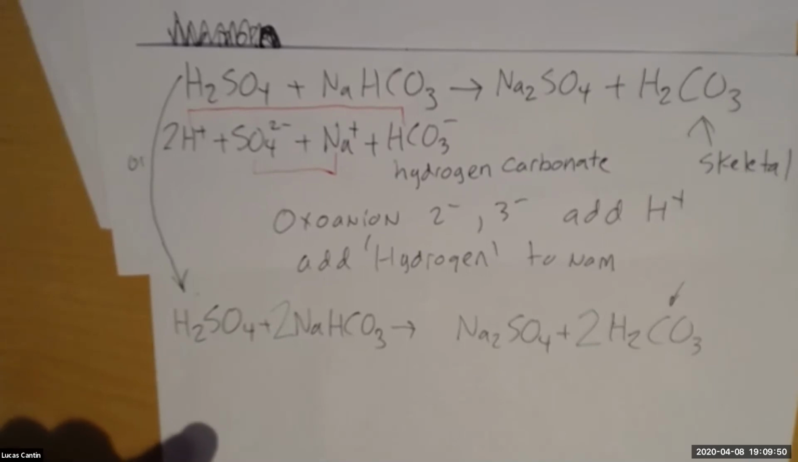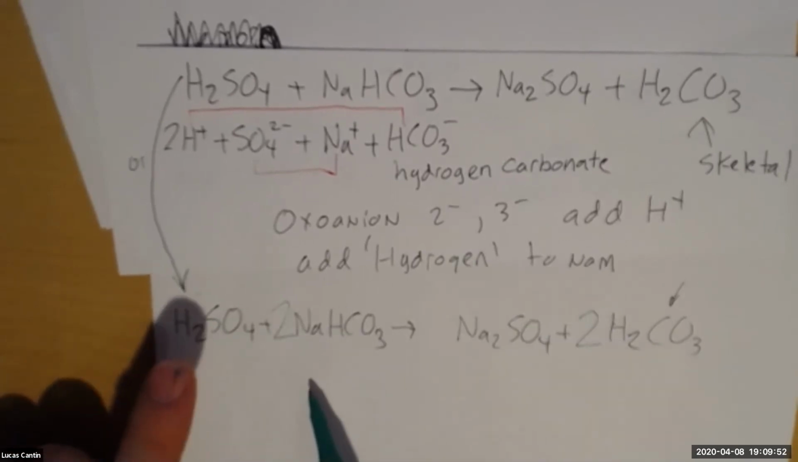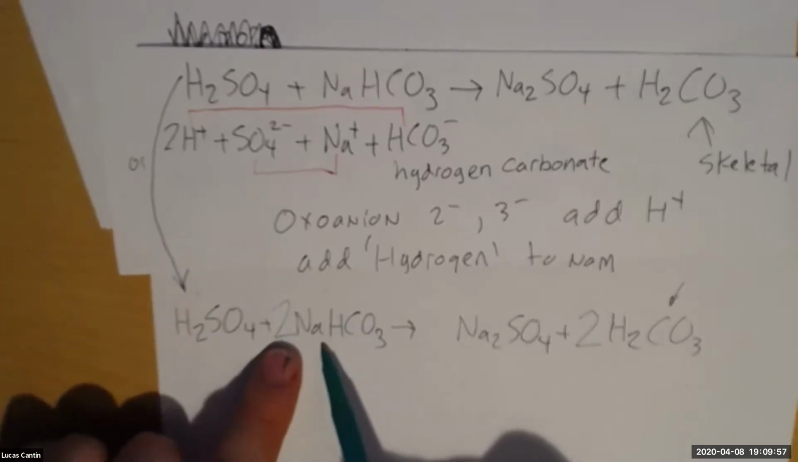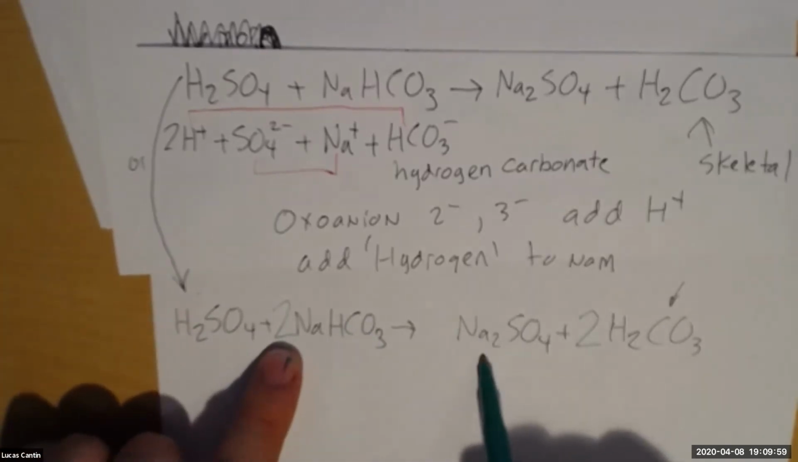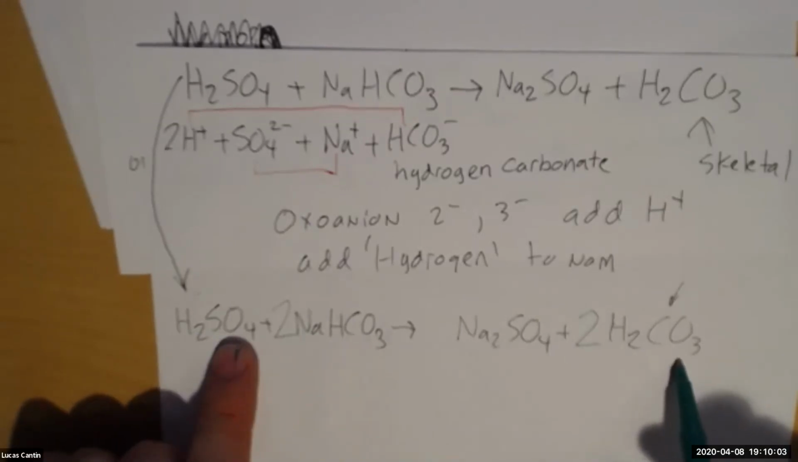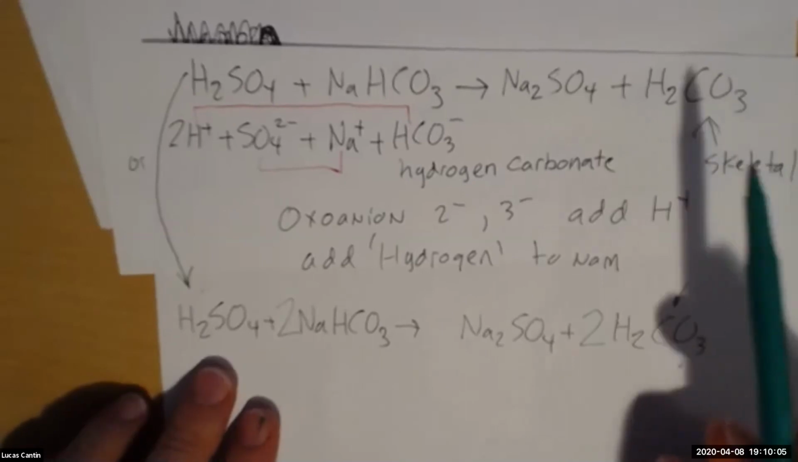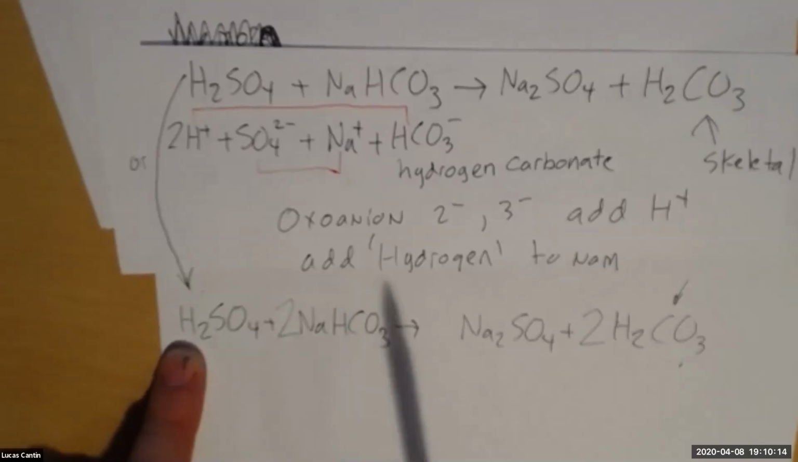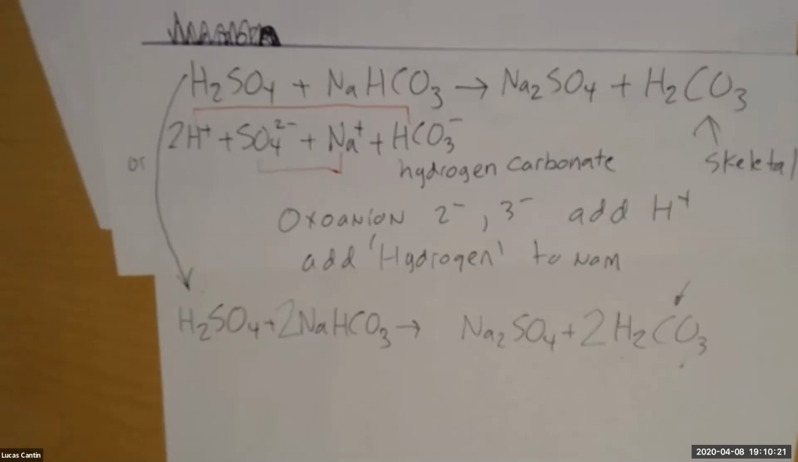So before I go messing around with the hydrogens, let's balance the carbonates. I get 2 sodiums, 2 sodiums, 2 carbonates, 2 carbonates, 1 sulfate, 1 sulfate. So it's time to do hydrogens. How many hydrogens are here? 2, and then 3. There's 2 more there, so I have 4. How many hydrogens are here? 4. This thing's balanced, okay?